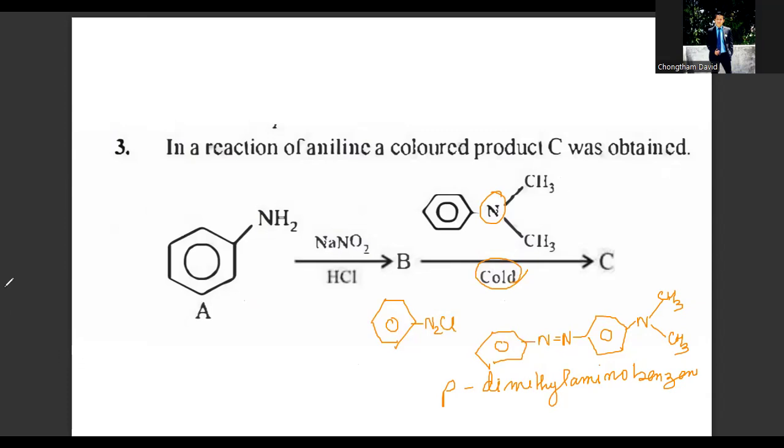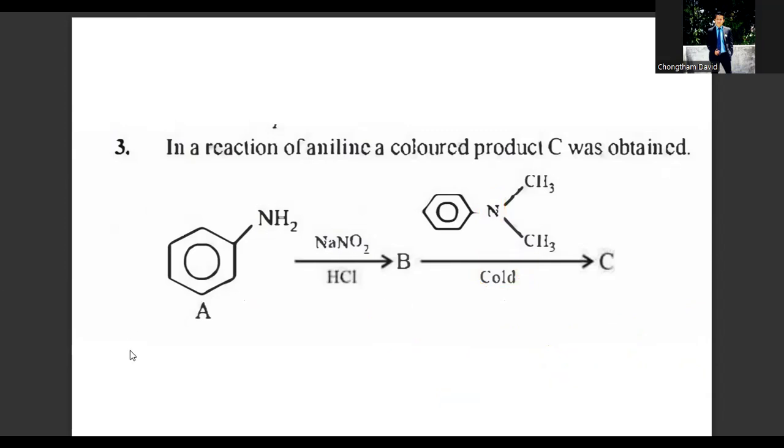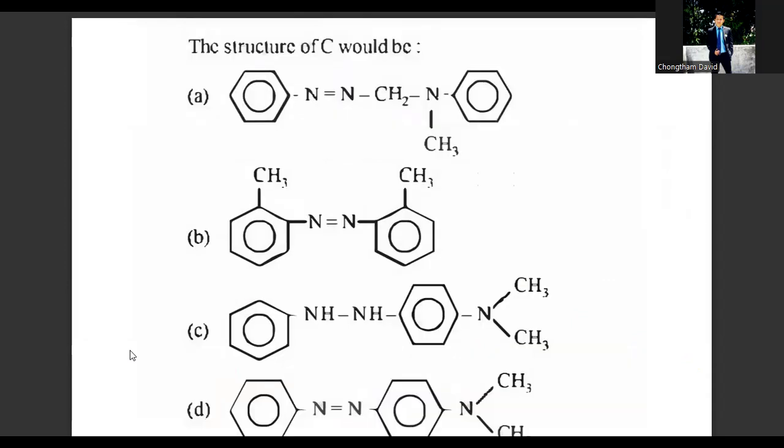Okay, so let us see the options available for question number 3. I have just explained that C will be para dimethyl aminobenzene. So correct answer will be for question number 3. Yes, it will be D. Para dimethyl aminobenzene.